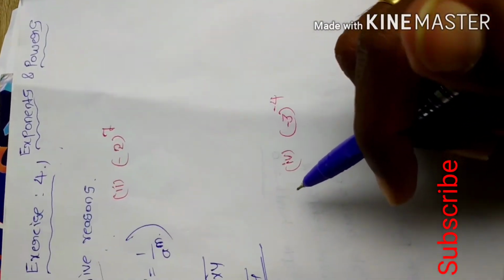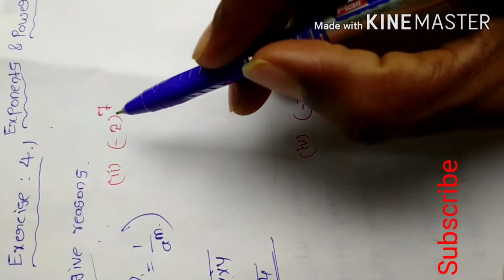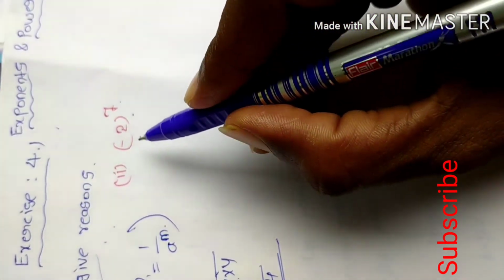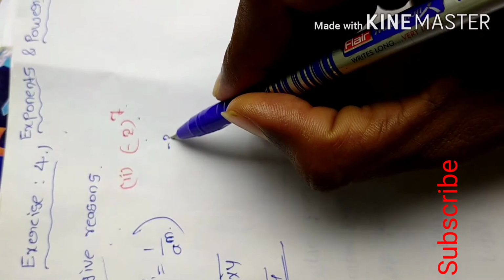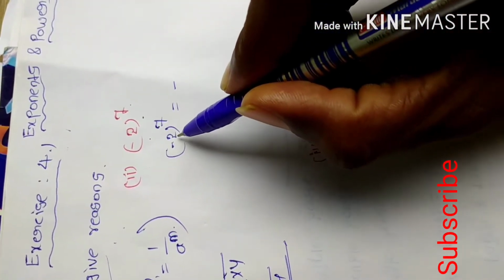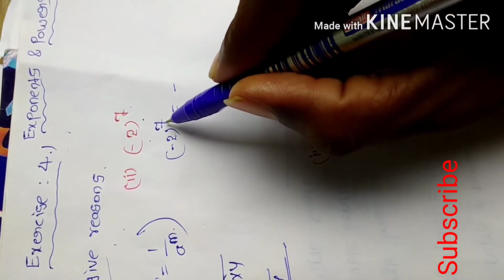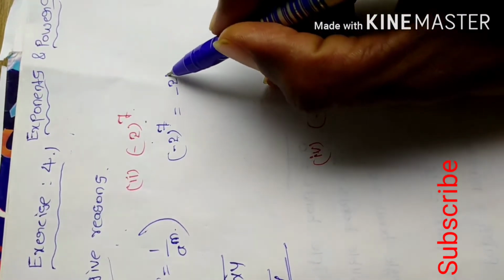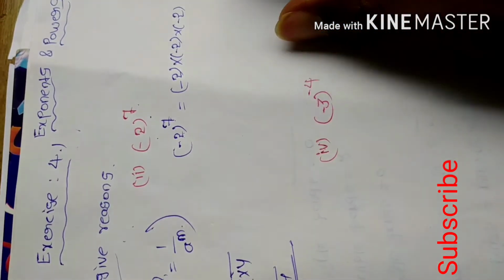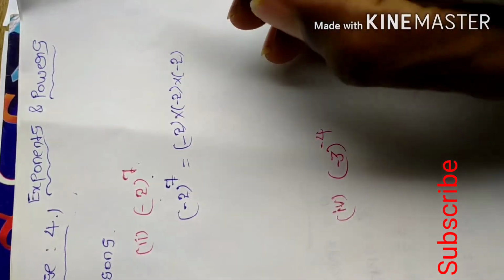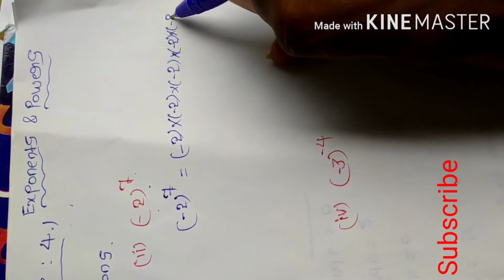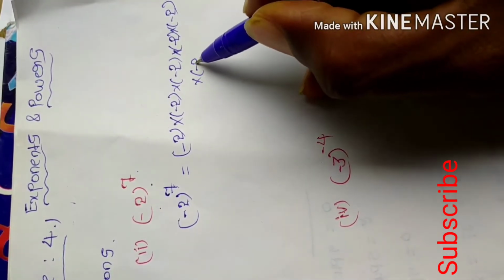Next one, once see here. Second one: minus 2 whole power 7. How can you do it? Here minus 2 whole power 7 is equal to, we have to multiply minus 2 as many times, how many times? Here 7 times. That means minus 2 into minus 2 into minus 2 into minus 2 into minus 2 into minus 2.